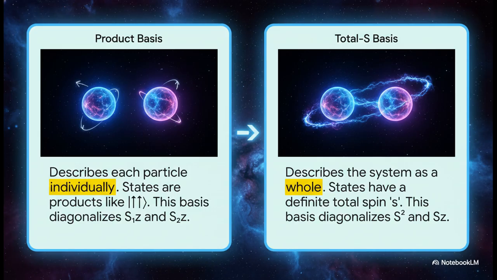But then on the right, you have the total S basis. This is a completely different perspective. It describes the system as a whole, focusing on the total spin of the pair. This is what you'd care about if you were measuring the entire thing at once. And here's the kicker. It's not that one is right and one is wrong. They're just 2 different languages describing the exact same physical thing.